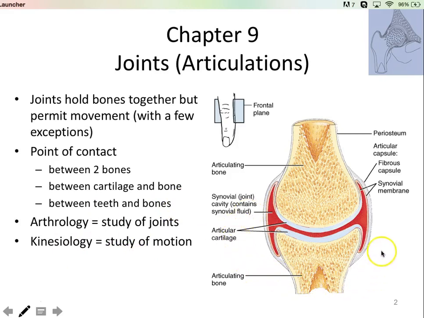So here's an example of this synovial type of joint, synovial cavity. We mentioned that term at the very beginning of these PowerPoints. So there's a space between these two bones. It's filled with fluid, so you can see this joint cavity contains something called the synovial fluid that basically keeps everything nice and lubricated and moving smoothly.